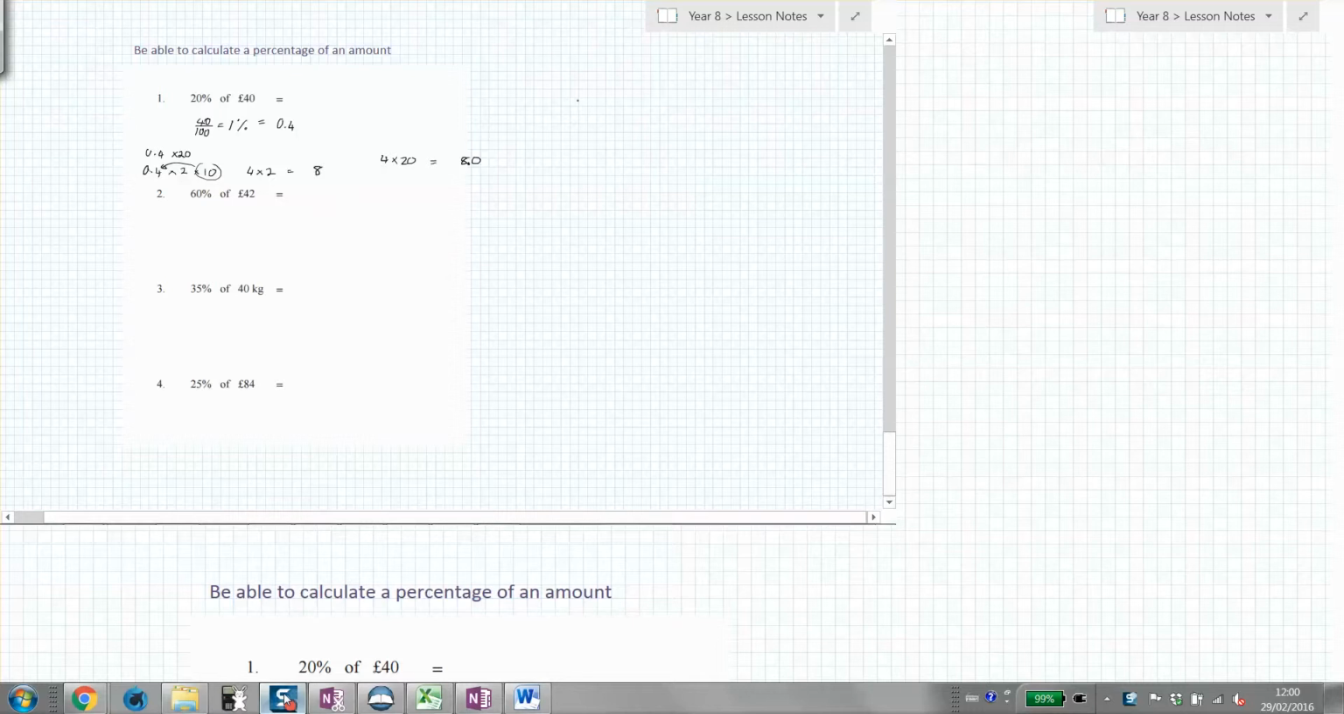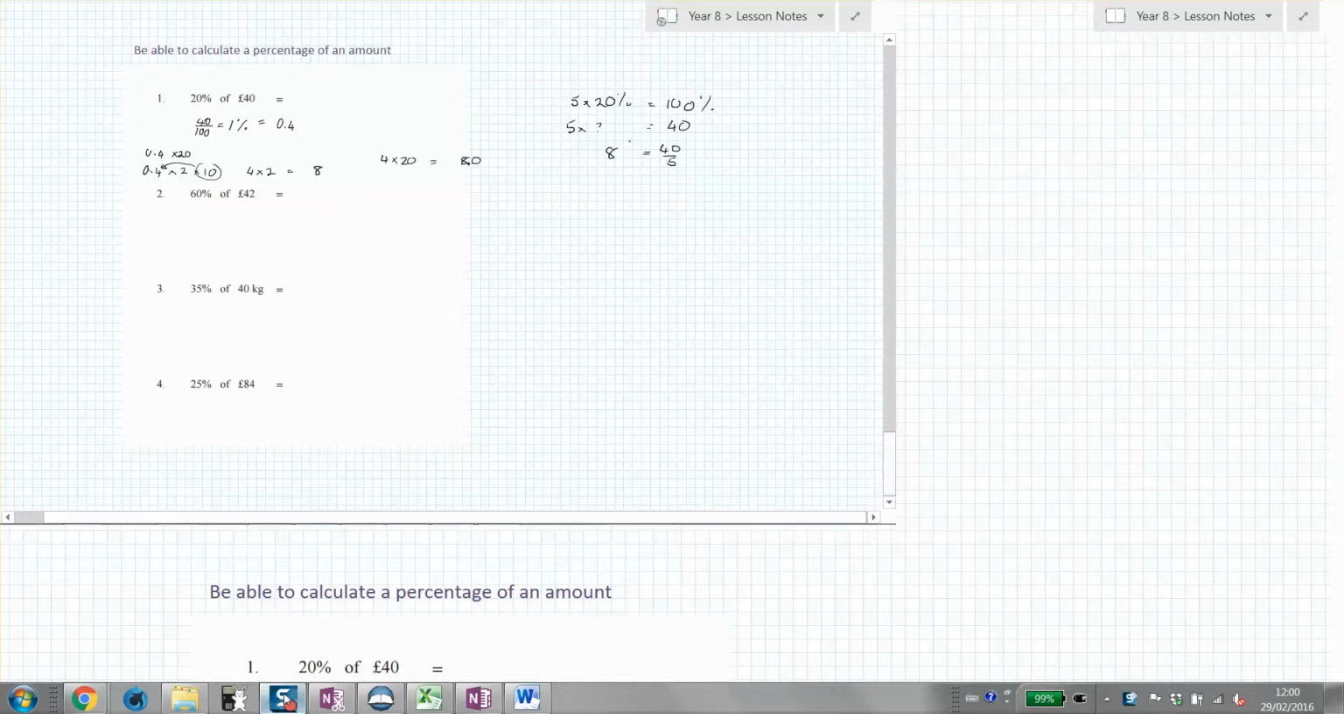So what I did was I found that there's 5 20s in 100. So 5 lots of 20% make 100%. So I divided the 40 pounds by 5. 5 times what makes the 40? 40 divided by 5 makes 8. So 20% is 8. That's another way to do it.